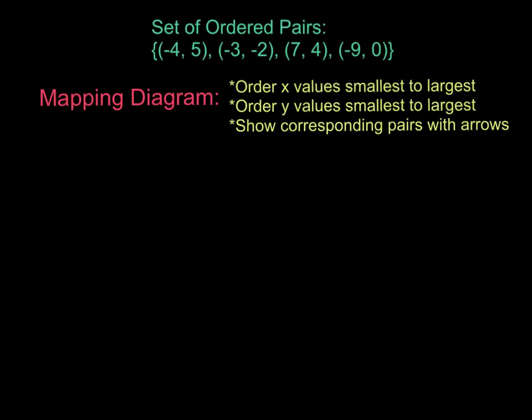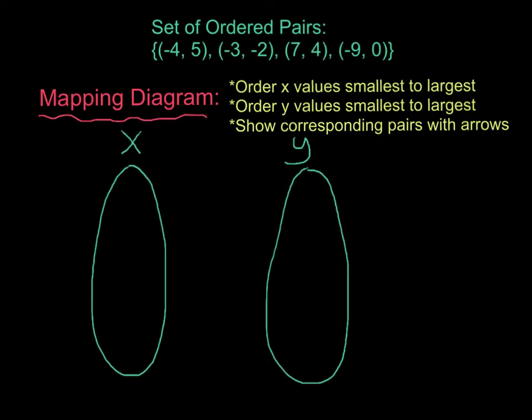Here we have the same set of ordered pairs, the same relation, but instead of an XY table, we're going to create a mapping diagram. A mapping diagram consists of two ovals that separate the x values and the y values. In both ovals, you will write all of your x values smallest to largest and all of your y values smallest to largest. So they will not correspond next to each other like they did in the XY table.